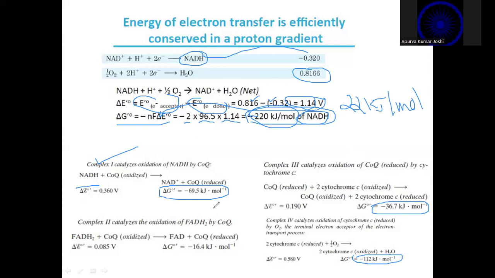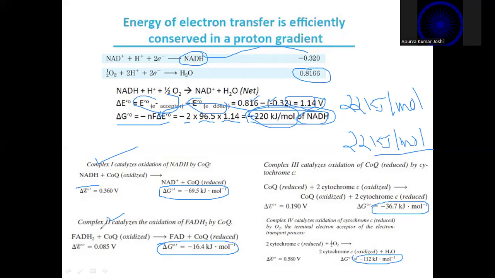space. But complex 2, which catalyzes oxidation of succinate to fumarate, has got a delta G naught value of about minus 16 kilojoules per mole, which is less than what is required, which is 22 kilojoules per mole, for pumping protons into the intermembrane space. And therefore, complex 2 is energetically incapable of pumping protons into the intermembrane space.